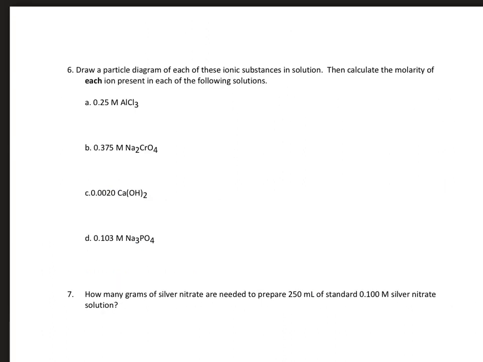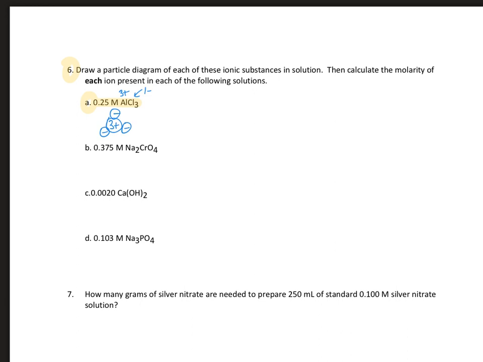Okay, so let's take a look at number 6. I'm just going to look at 6A, where we've got 0.25 molar aluminum chloride. We want to draw a particle diagram for this ionic substance and then find the molarity of each ion present. So if I'm looking at this, I want to start by figuring out the charges on my ions to properly draw my particle diagram. This is just like what we did in Unit 6. So looking at the periodic table, aluminum is going to have a charge of +3 as an ion. Each chloride is going to have a charge of -1. So to draw my particle diagram, I want a +3 ion and then 3 -1 ions.